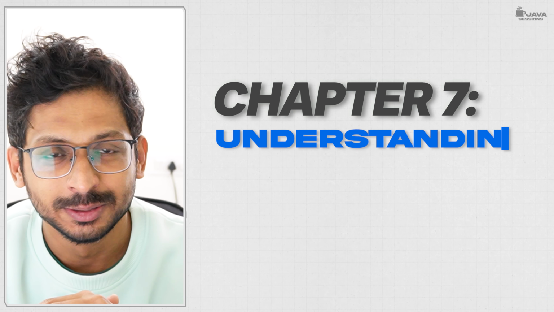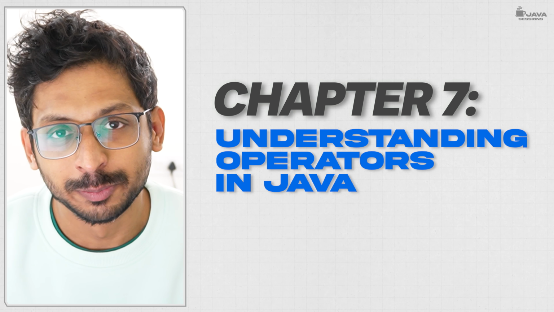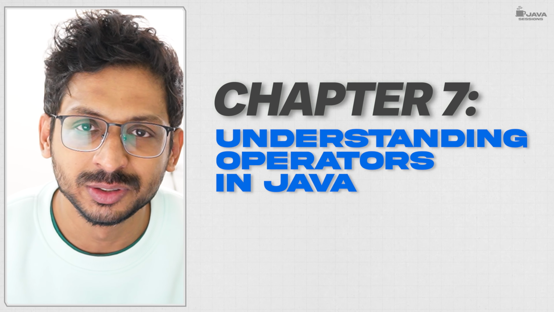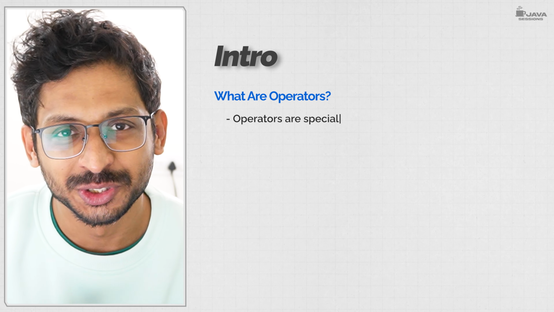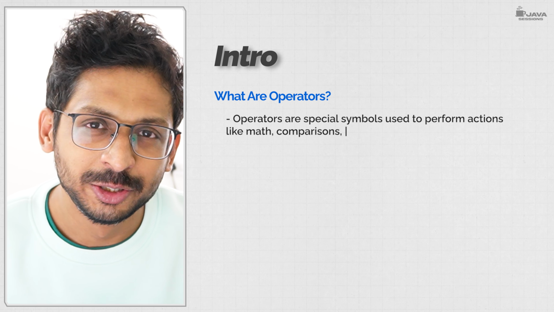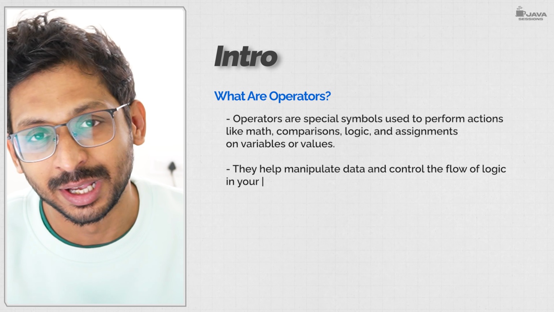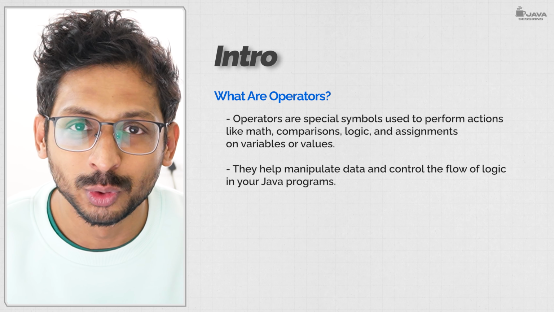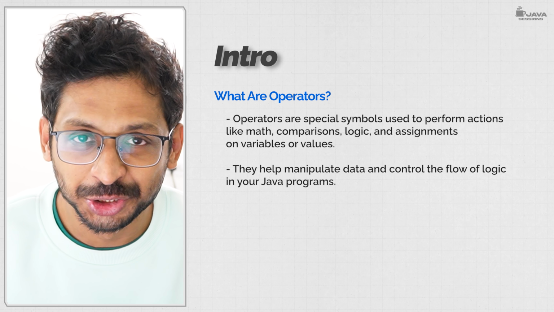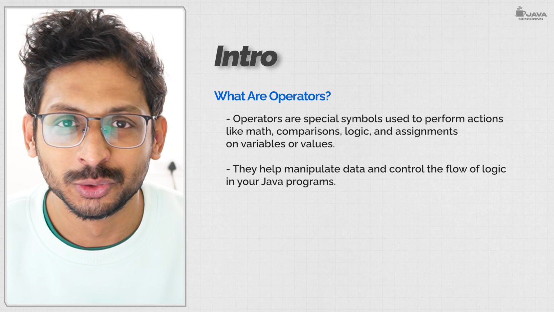Welcome to chapter 7. In this chapter we are going to dive into another important concept, that is operators in Java. These tiny symbols may look pretty simple. Whenever we need to add two numbers, compare two numbers with each other, that is finding the greater and the smaller, or assigning a value to a variable, or validating any conditions, that's when we are going to use operators.